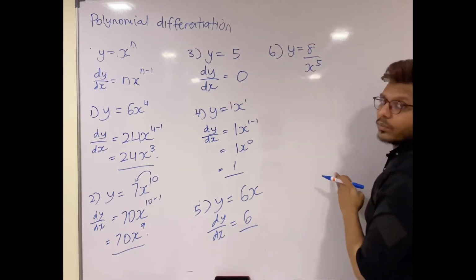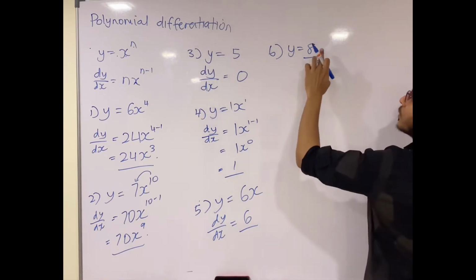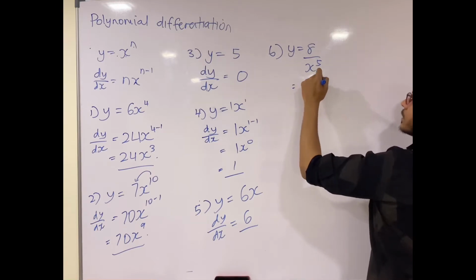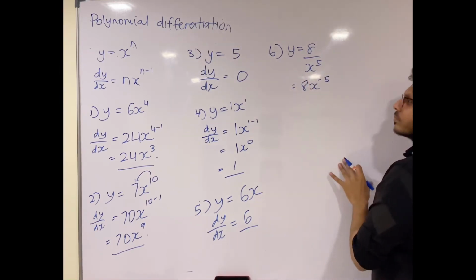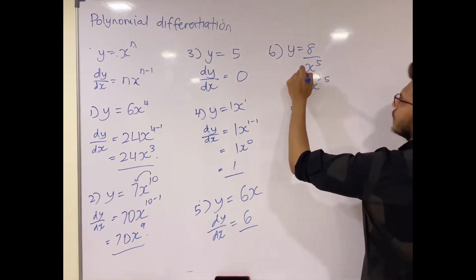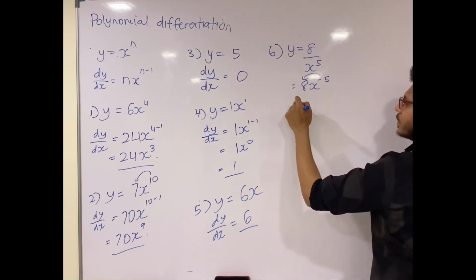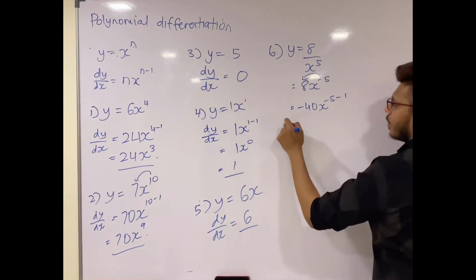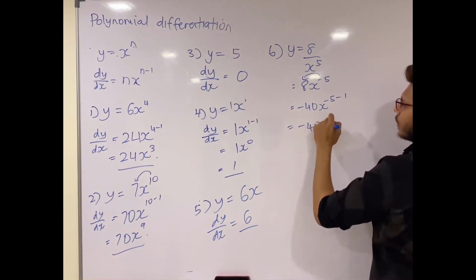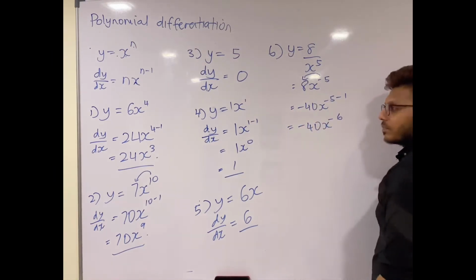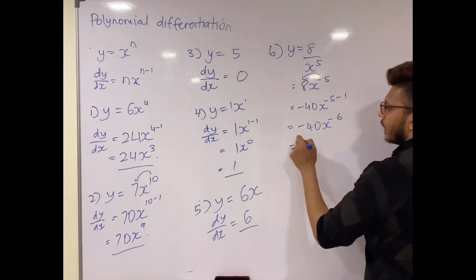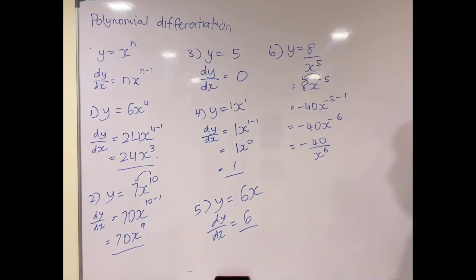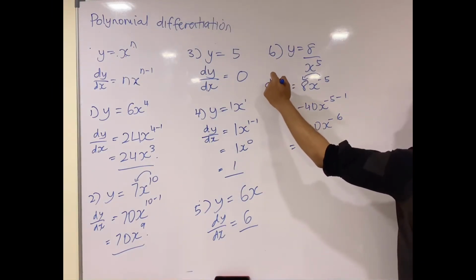How do we do this now? First, bring the power up. So it's going to be, bring the x up, sorry. It's 8x to the power of negative 5. Now, it's easy. Just multiply here. 8 times negative 5 is negative 40. X to the power of negative 5 minus 1. Final answer is going to be negative 40x to the power of negative 6. You can also write this as negative 40 over x to the power of 6. This is the answer for your dy dx.